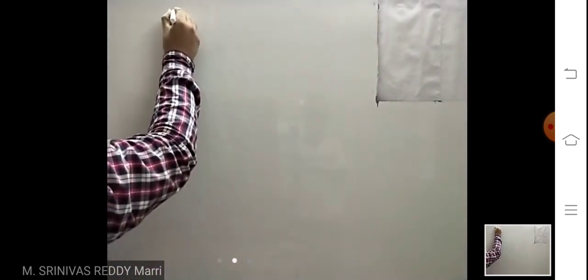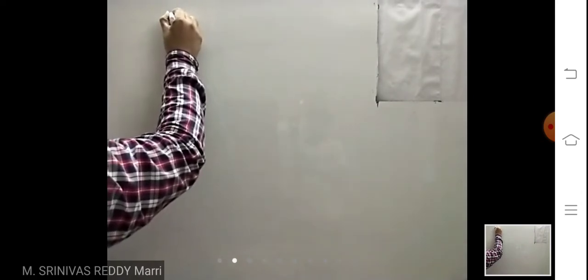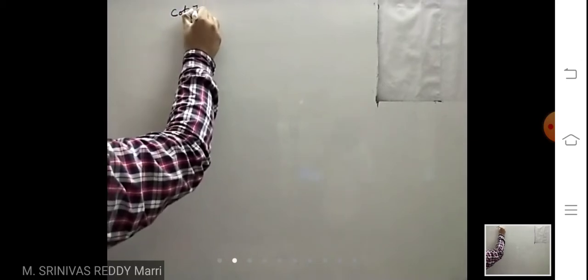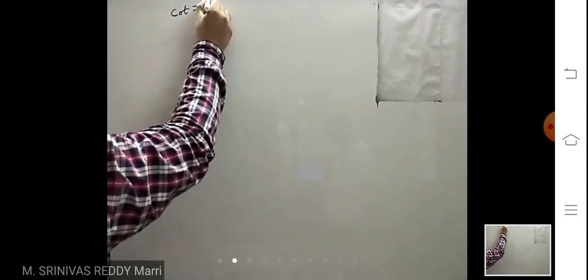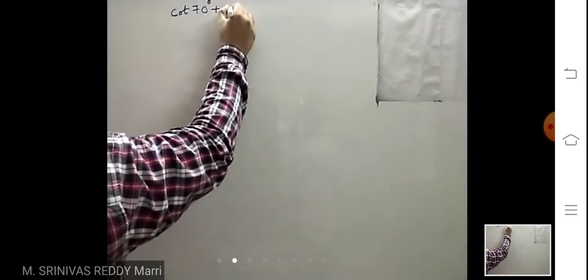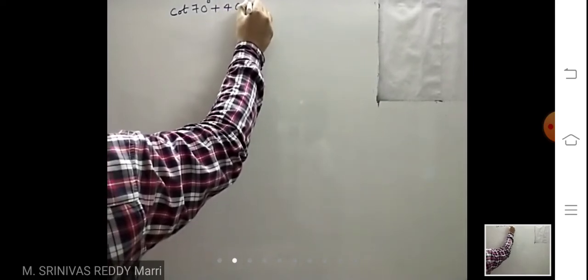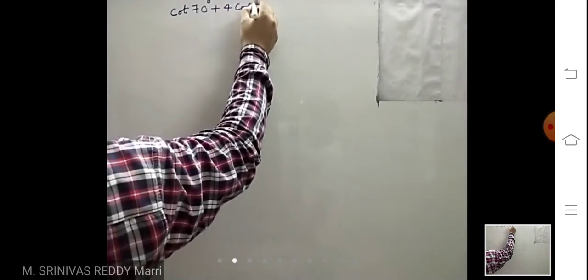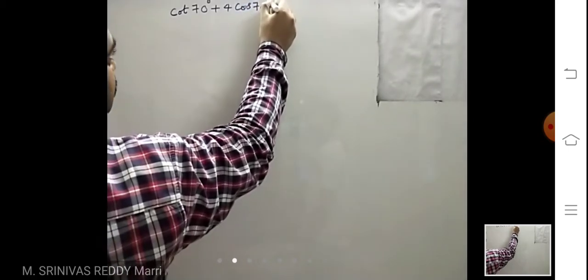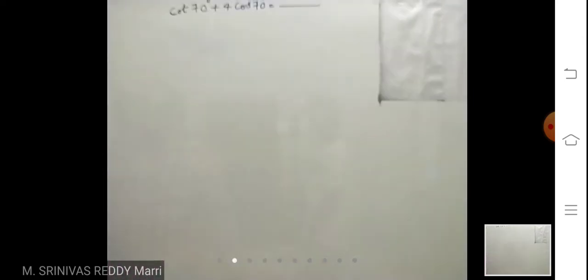Look at one example. Cot 70 degree plus 4 cos 70 degree. This value you have to find out. Cot 70 degree plus 4 cos 70 degree.